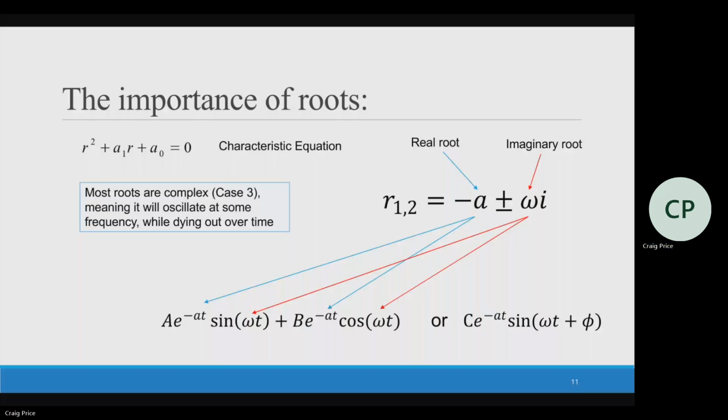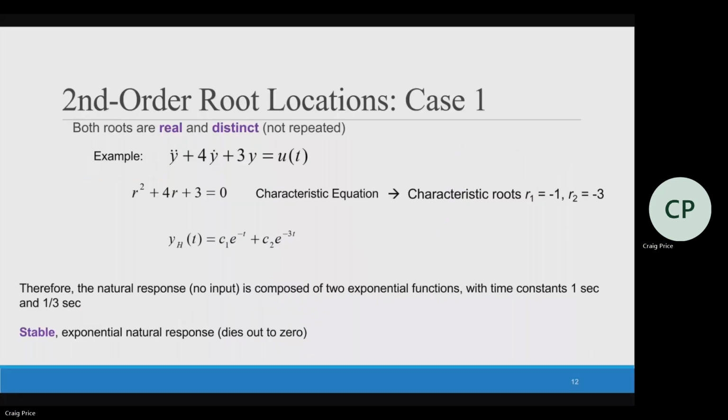So let's take a look at what it looks like. We're going to look at the 4 different cases. Case 1 is real and distinct. You don't have to write this down. Again, I'll post these slides, but let's just say, here's my equation. I've got my quadratic formula. I find the roots. They're -1 and -3.